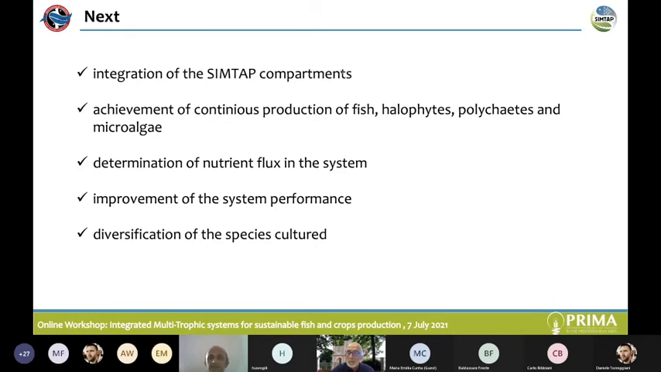For the next period, for about 1 year, some tests will also be accomplished. The main target in the next period is the integration of the SIMTAP compartments, achievement of continuous production of fish, halophytes, polychaetes, and macroalgae, determination of nutrient flux in the system, improvement of the system performance, and diversification of the species cultured.